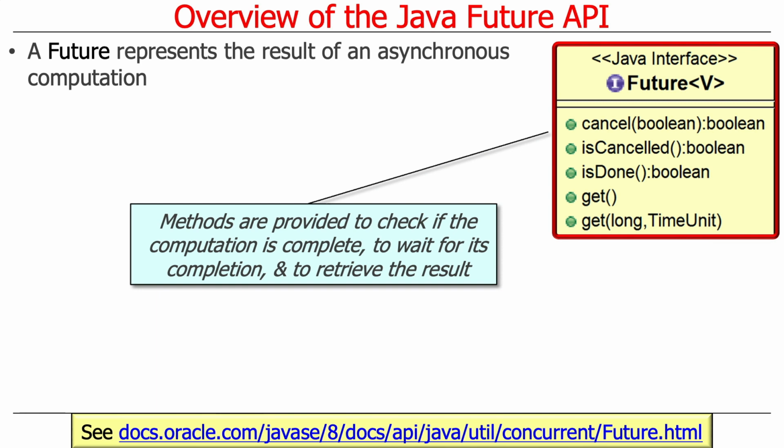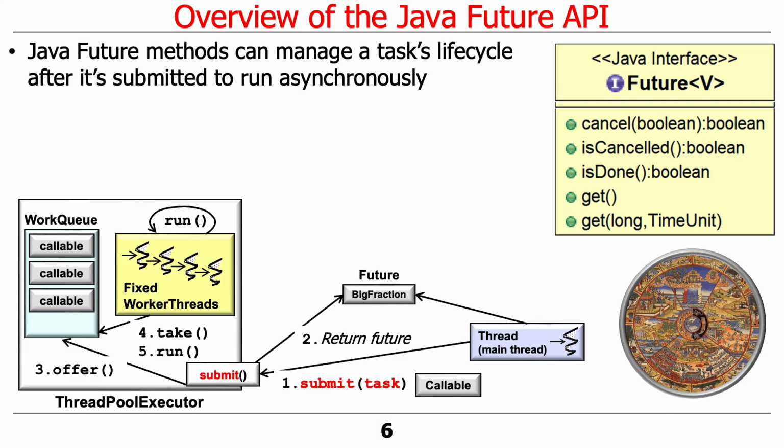There's a bunch of methods that are provided to do things on a future, like, is the future complete? You can check. You can wait for its completion. You can retrieve the result. You can cancel it, and so on and so forth. The way this typically works is you start by submitting a task to run asynchronously, and the task will give you back a future in return. So here's a simple example.